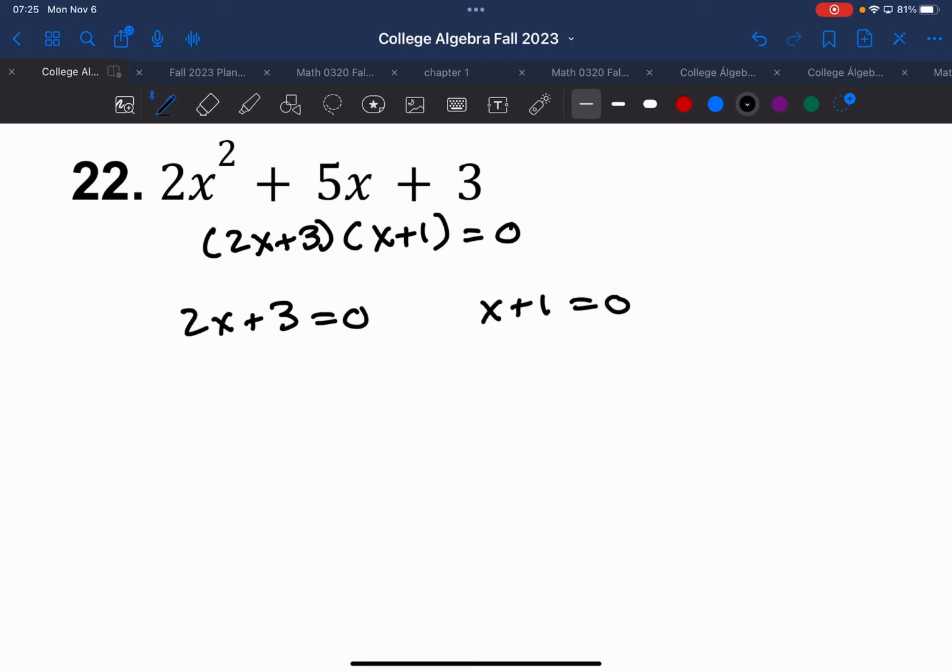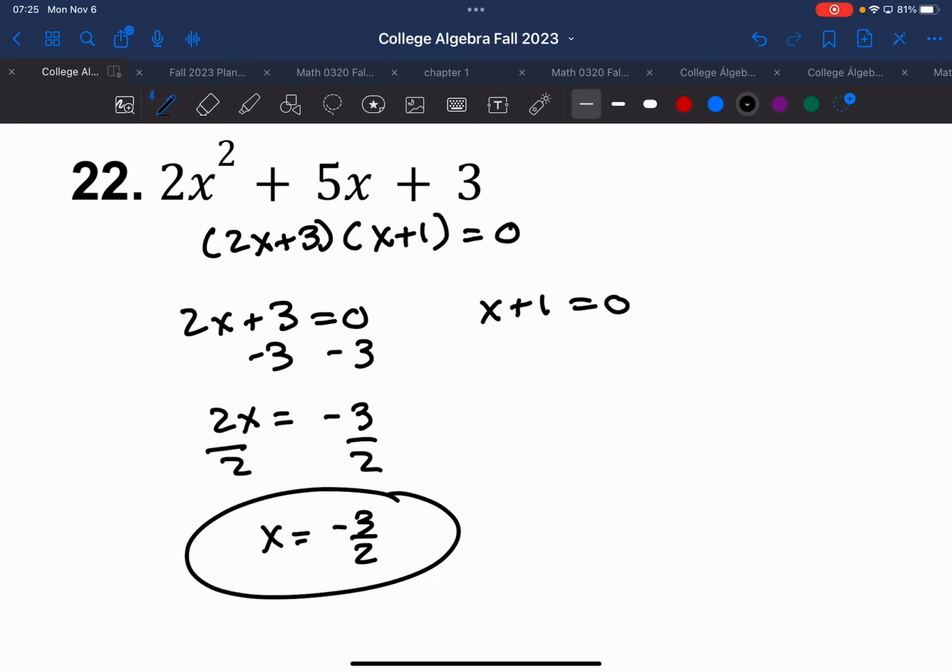So what do I have to do to that first one to get x by itself? Minus 3, and I get 2x is equal to negative 3. Then divide by 2, I get x is equal to negative 3/2. First answer. What would be my second answer? Negative 1, because I just subtract 1. And that's it.